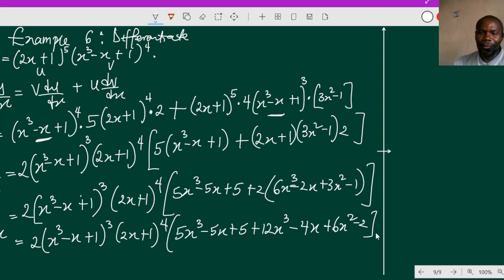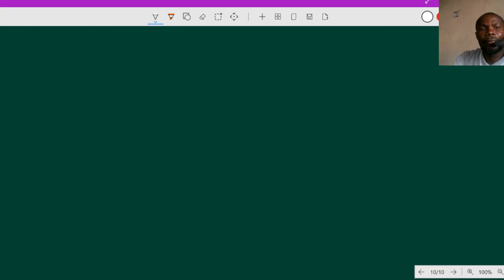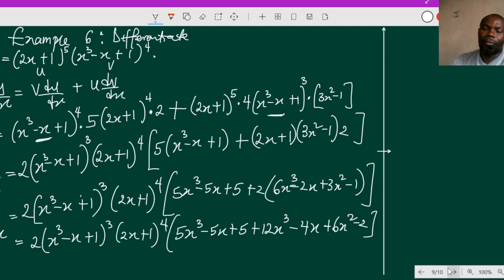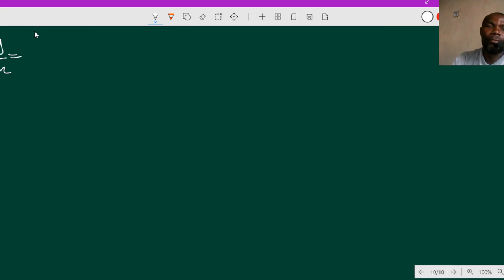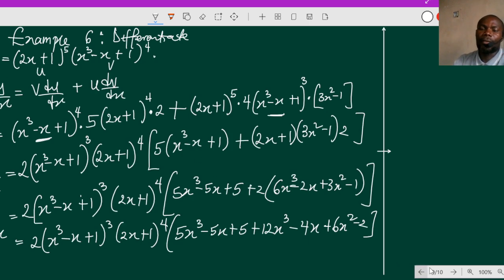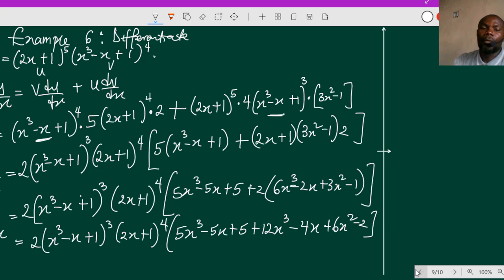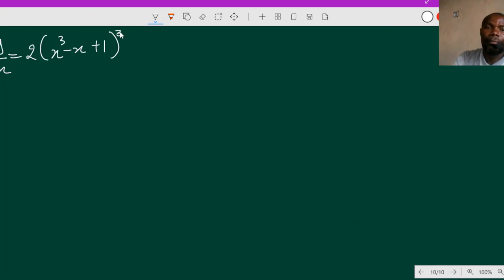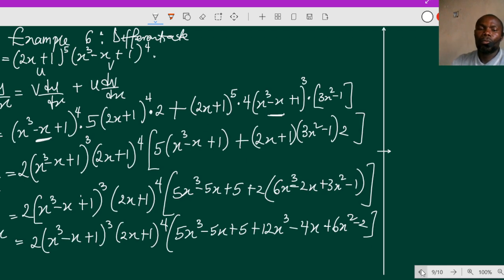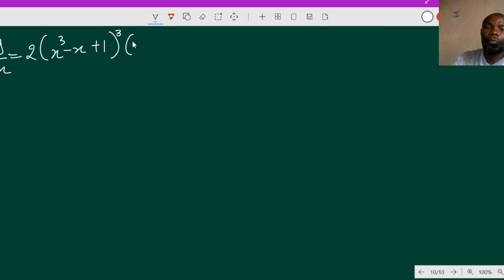Now, let's write it one by one. In case of writing this, you will now rewrite to have dy/dx is now equal to, you firstly write the 2 outside, 2 onto (x cubed minus x plus 1) raised to power 3 onto (2x plus 1) raised to power 4.